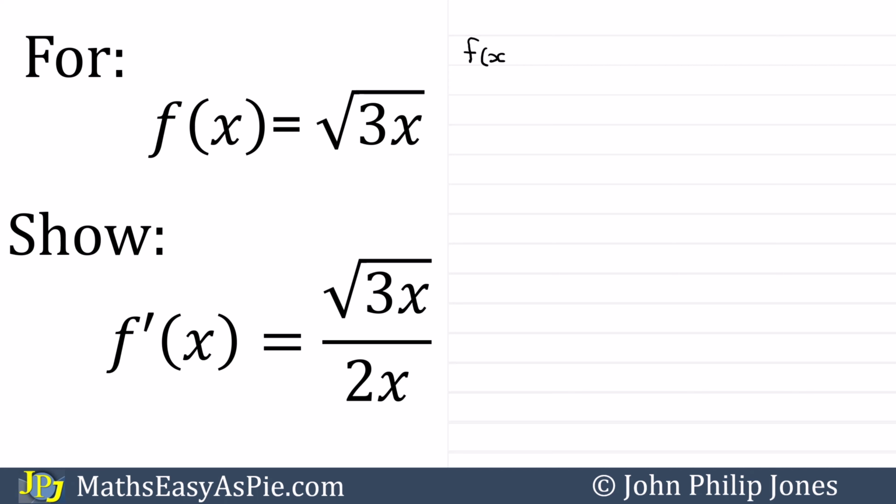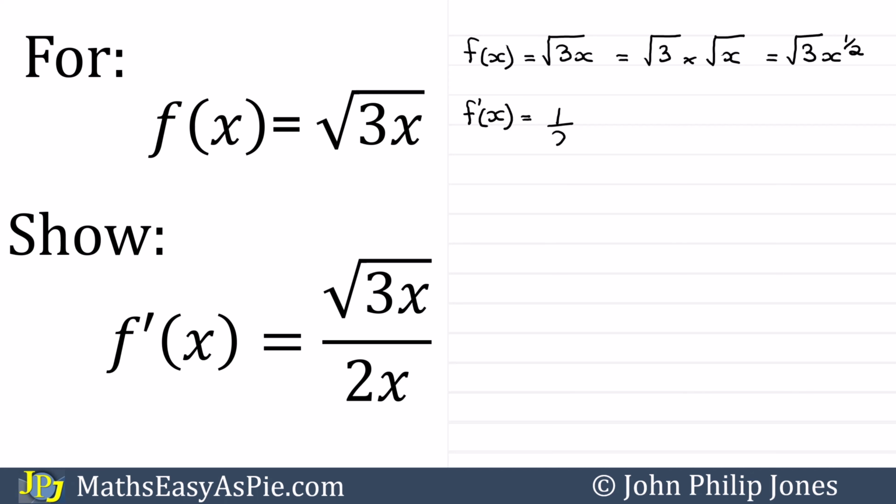f of x equals the square root of 3x. Now we can write this as the square root of 3 multiplied by the square root of x, which is the square root of 3, x to the 1/2. We can go on to say that f prime will equal 1/2, which is the power, multiplying the square root of 3, and from the 1/2 power we subtract 1. And this will give us the square root of 3 over 2, x to the minus 1/2.